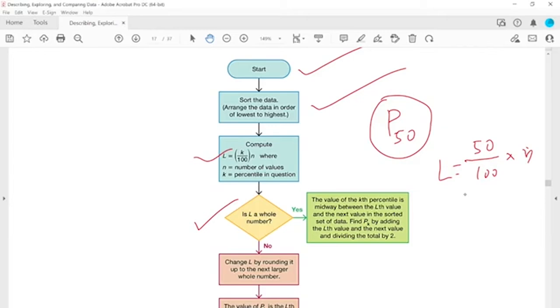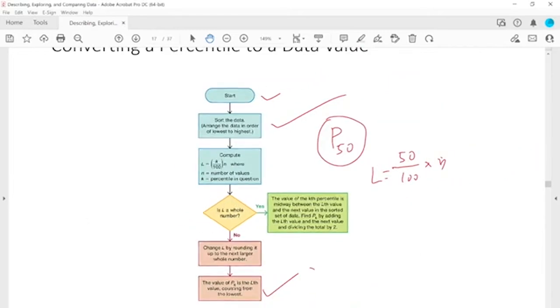If L is not a whole number, it's a decimal number, then round that locator up to the next whole number and pick the data from that position, and that will give you the pk. That means the percentile: pk, the kth percentile. I'm going to show you one example here.